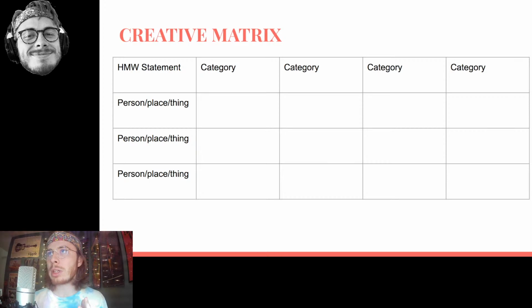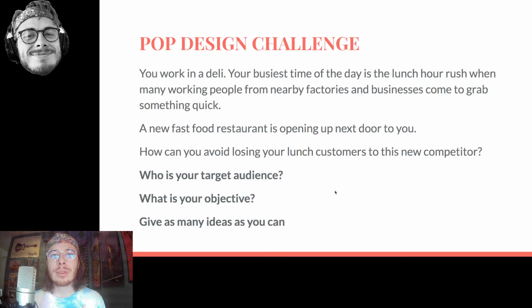What you're going to do is place your how might we statement in the top left. It could be, how might we stretch more? I'll give an example first, where this is actually going to be a little brain game for you. You've got to think about, okay, what can you do? And then I'm going to compare, with or without the creative matrix, which is more effective in coming up with creative ideas. So, a pop design challenge.